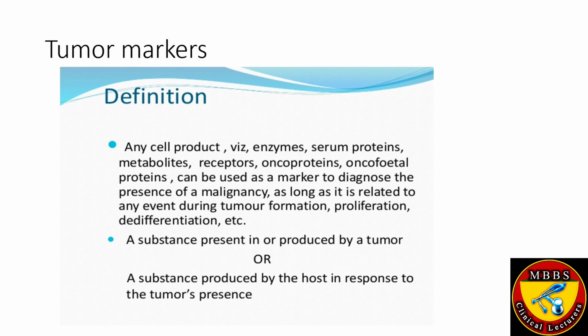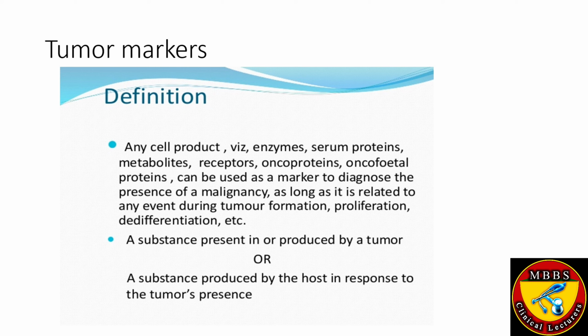The tumor markers are also very important. We can see that they are a device with the help of which we can diagnose the disease. The exact definition is that they could be any cell product. For example, they can be enzymes secreted from the tumor cells. They can be serum proteins, which show excessive levels due to the overproduction of the tumor cells.